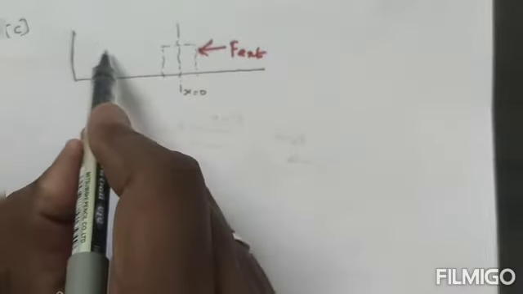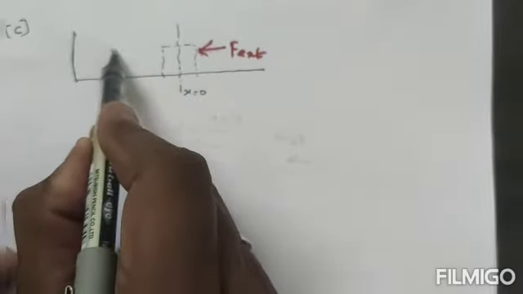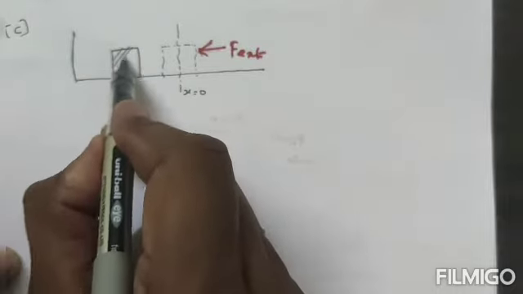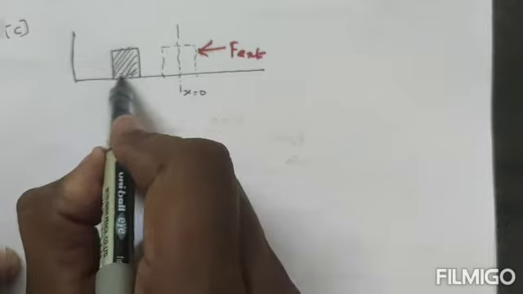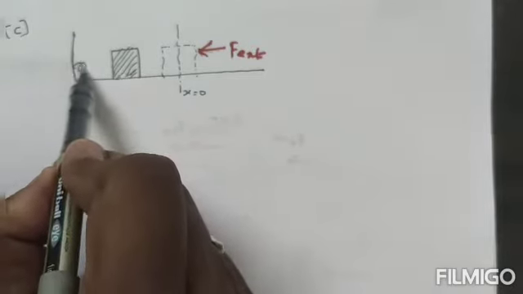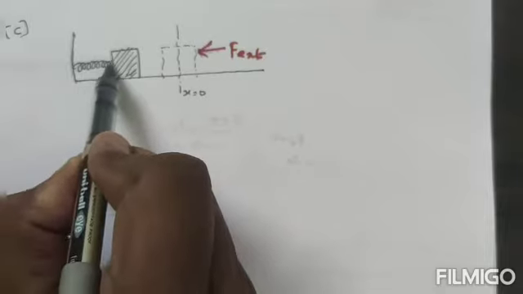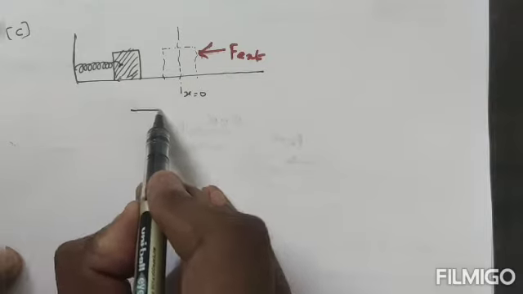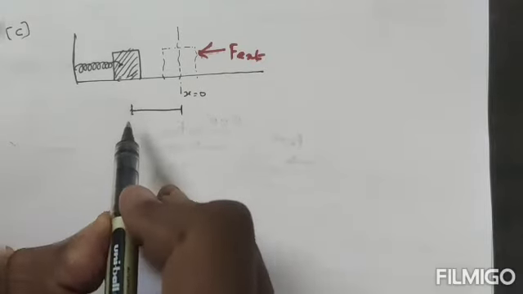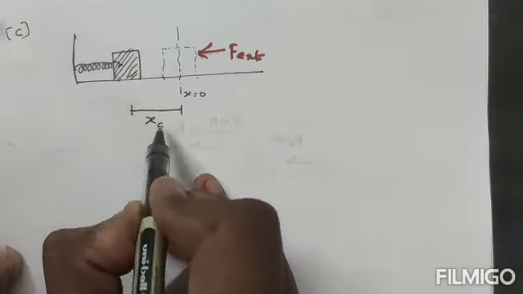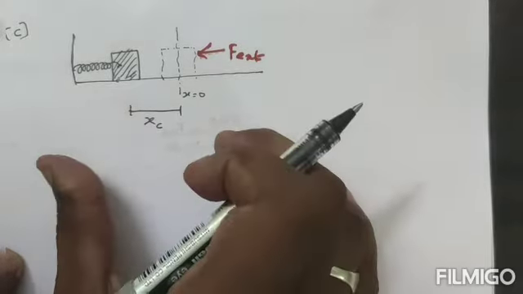Let us imagine it is displaced from here to here. So now at present it is here, and the spring is in a compressed state. Let's imagine this is the displacement. For our convenience, I can write this as xc, due to the compressed condition.